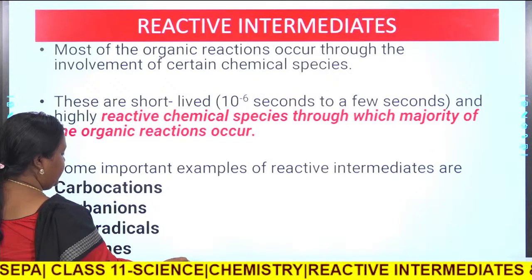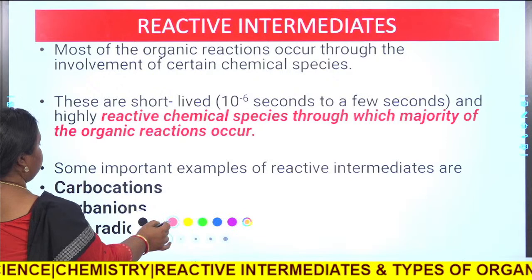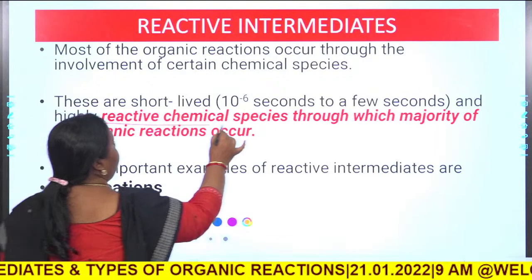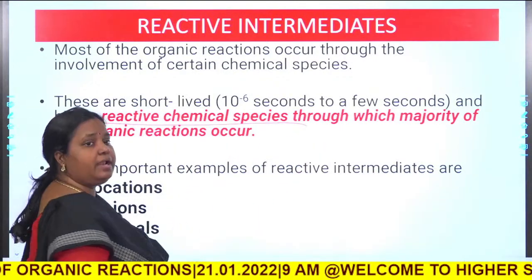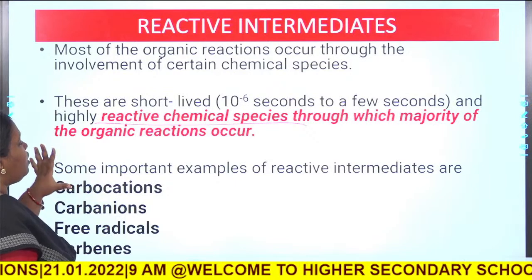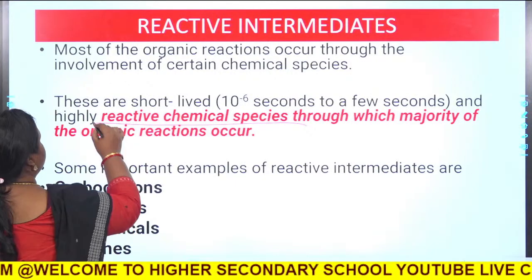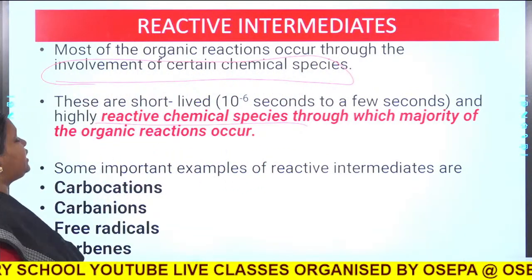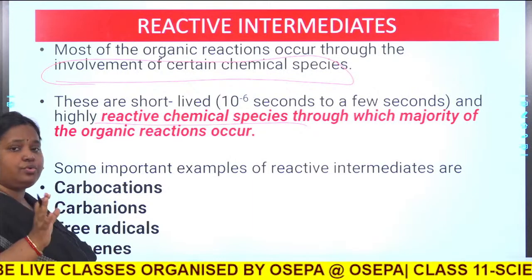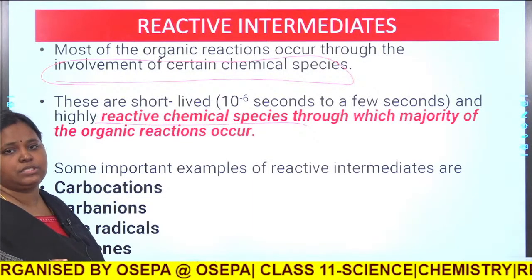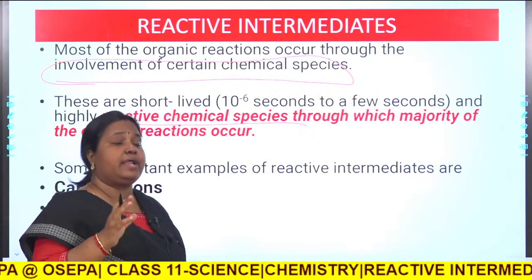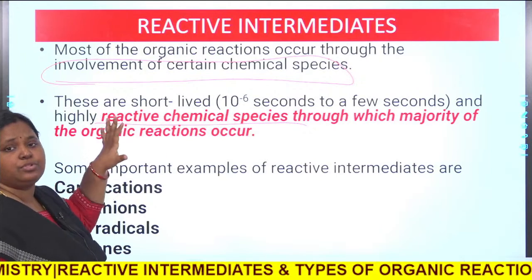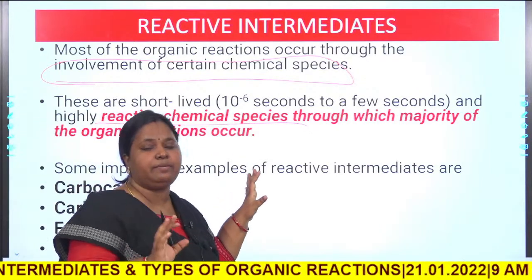Now let us see what are reactive intermediates. Remember that our chemical reactions actually proceed through involvement of certain chemical species. These chemical species are very reactive and very short lived. So, bahut reactive hotein as well as short lived hotein.